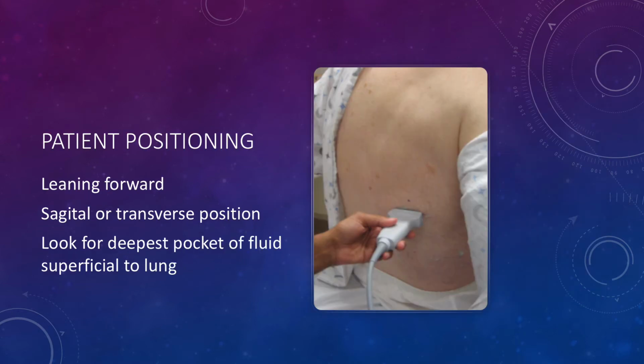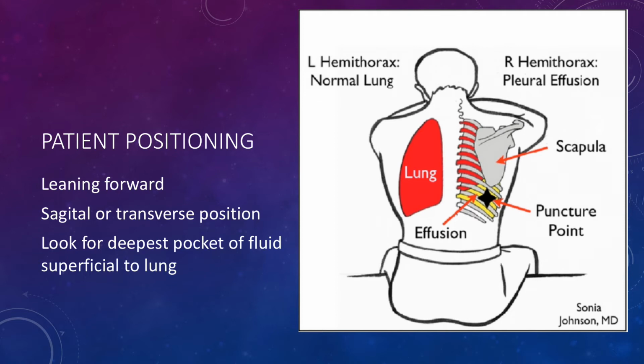There are two different types of patient positioning, so you can have the patient sitting up and leaning forward. The probe can be in the sagittal or the transverse position, and you want to look for the deepest pocket of fluid superficial to the lung. Here's an example of a patient sitting upright. On the right hemithorax, there's a pleural effusion. You can see it pointing to the scapula and the effusion and where the ideal puncture point would be.